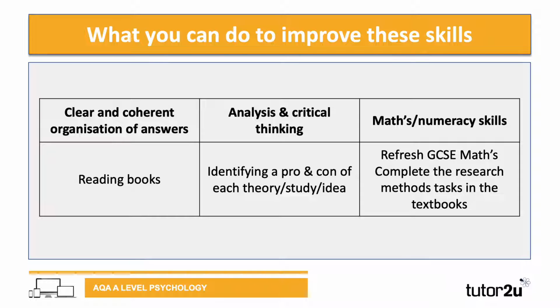Okay, what you can do to improve the skills. Although this might seem quite daunting, moving from GCSE to A-level, there's quite a lot you can be doing in your own time, and stuff that you're probably doing already that's helping you improve these skills. Across all of the assessment objectives: reading books. It doesn't necessarily have to be a psychological book or a textbook. Any books. Reading a book will really help you brush up on being clearer in your communication, your organisation of answers, and the way you communicate. So it's definitely something you could be doing.